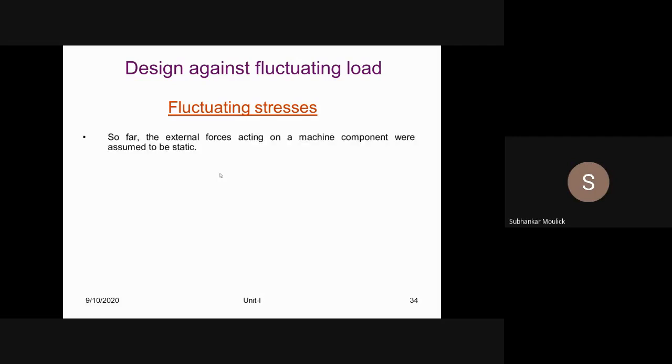See, we know that so far the external force acting on a machine component was assumed to be static in nature.